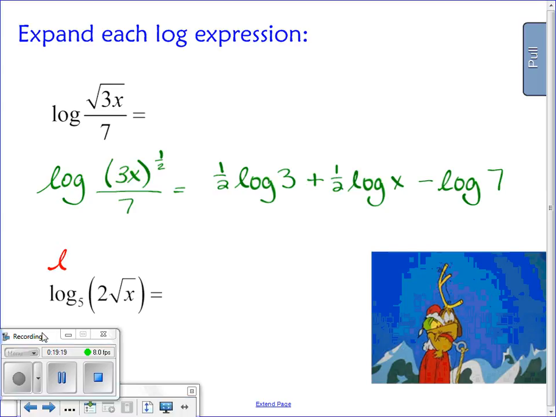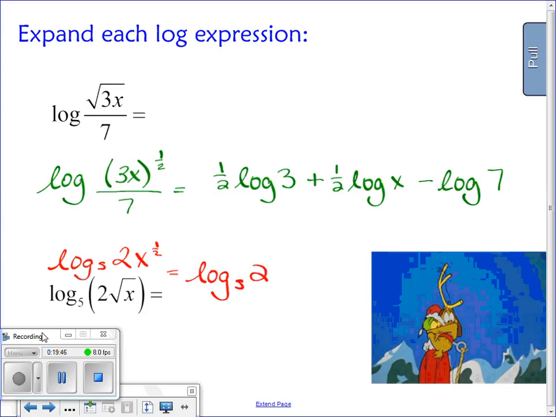So really, this is log base 5 of, well, not splitting it yet. How would you rewrite this? X to the 1/2. Okay, you could do it all in one step once you're comfortable with it. All right, so that will give you log base 5 of 2.